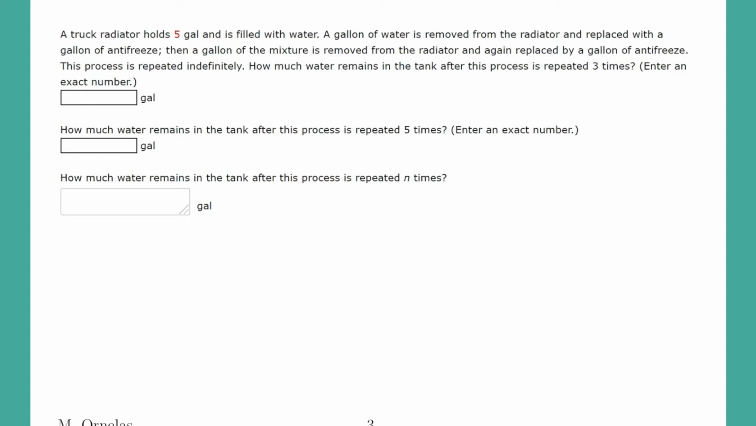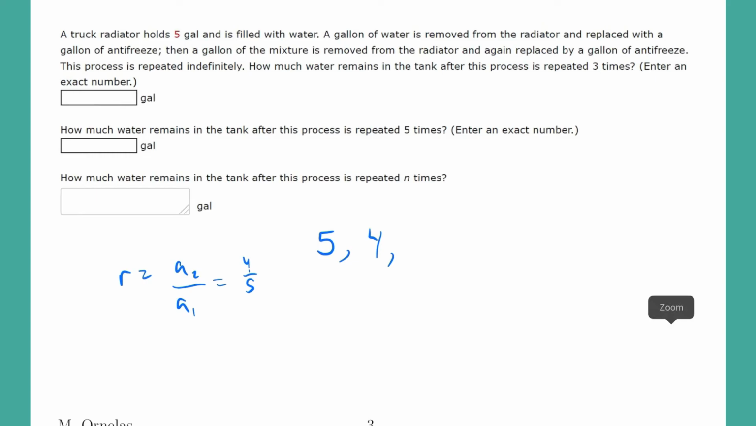So think of this as a sequence. It's a geometric sequence. We're starting with water, 5 gallons, and then the next time around we replace 1 gallon with 1 gallon of antifreeze. So now we only have 4 gallons of water. And notice that we can figure out what the geometric ratio is. The common ratio is 4/5, because that's how you find common ratios: second term divided by first term, which is 4/5. So each time we're going to have 4/5 the amount of water that we had the previous time.